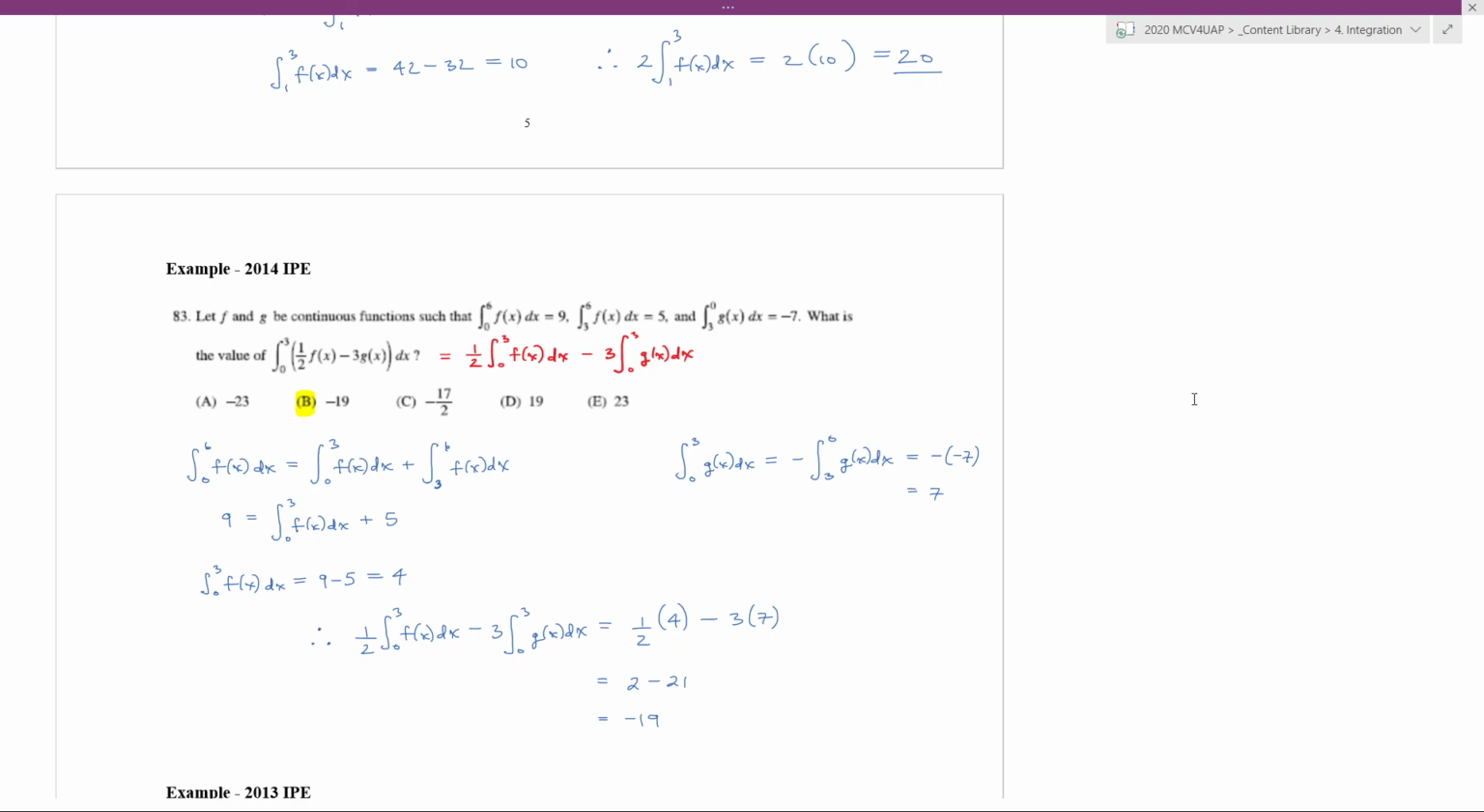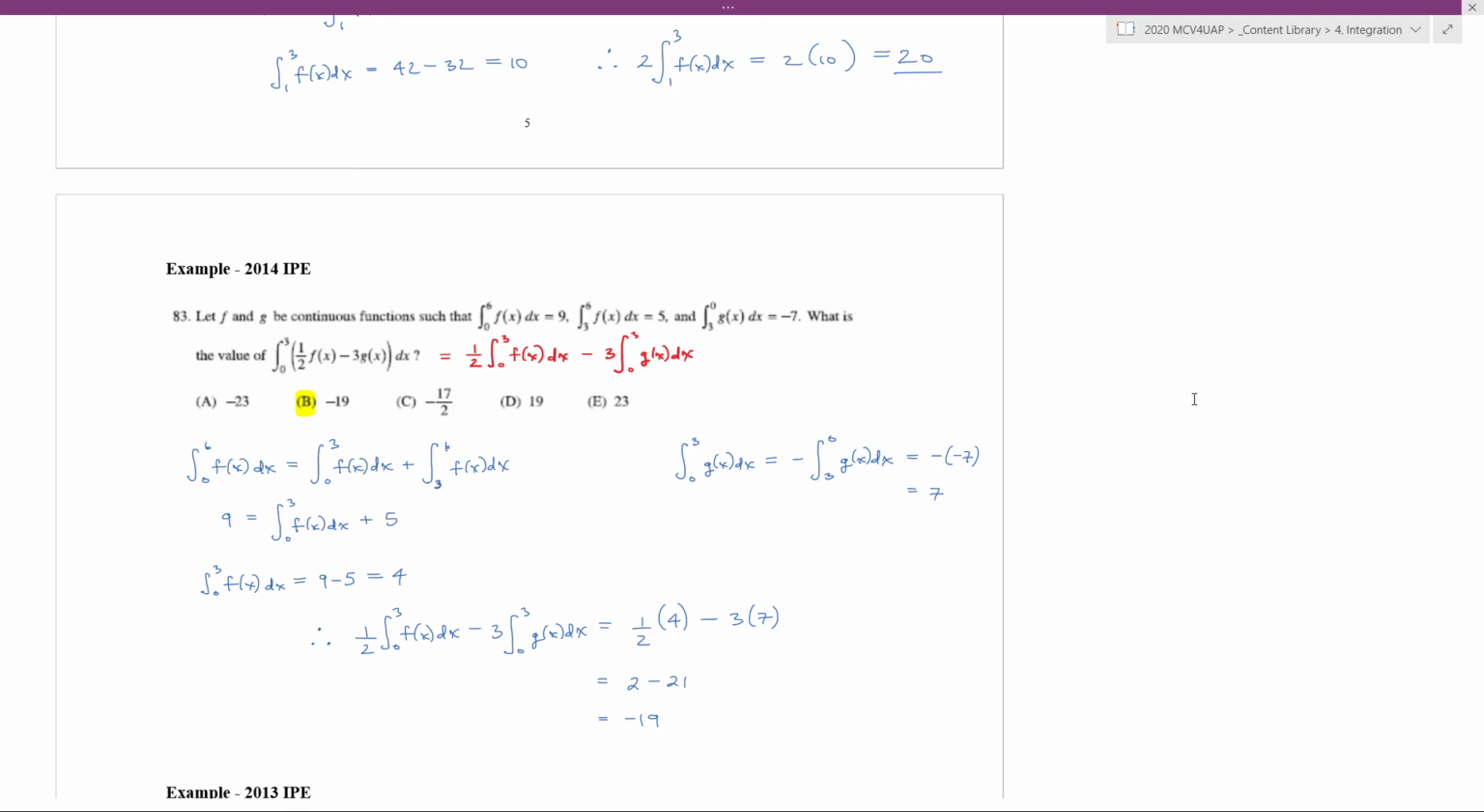Okay? So you can write that one integral as 2 integrals. And then I took out the 1/2 and I took out the 3. So I can write that as 1/2 the integral from 0 to 3 of f of x dx minus 3 times the integral from 0 to 3 of g of x dx. Okay, so somehow I've got to come up with those values.